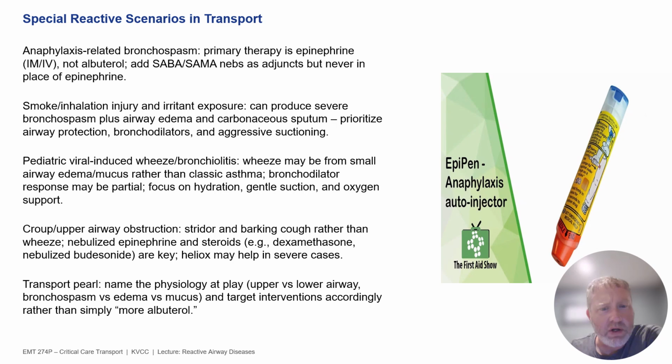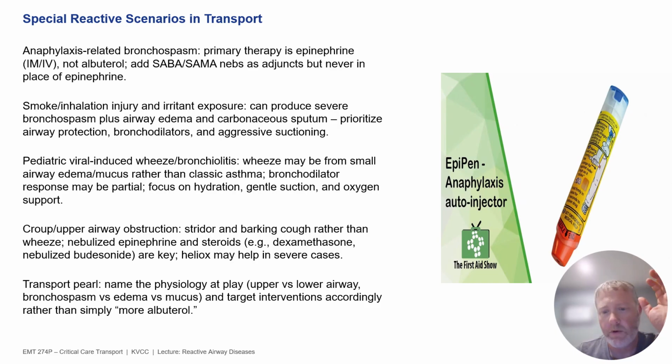So, special reactive scenarios in transport. This slide covers 3 reactive airway scenarios that you'll likely see in transport and that require thinking beyond the standard asthma algorithm. First is anaphylaxis-related bronchospasm. Whenever you have a suspected anaphylactic reaction, number one, it's going to cause bronchospasm. The primary treatment for that is epinephrine or racemic epinephrine, not albuterol.